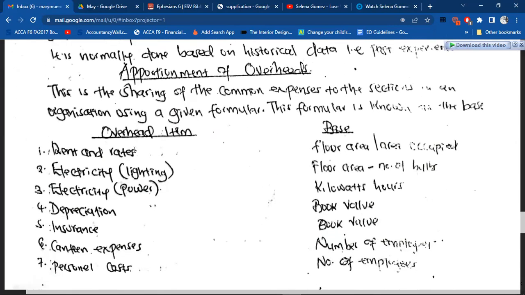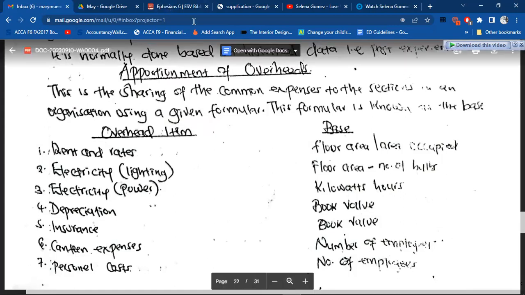The first thing when you are doing your questions, just look at the overhead items, which are the total costs given in the question. Look at the base, based on how I can attribute the rent and rates. We are a bit exposed to how rent and rates are normally attributed in Nairobi. We have to use the area occupied, or the floor area.